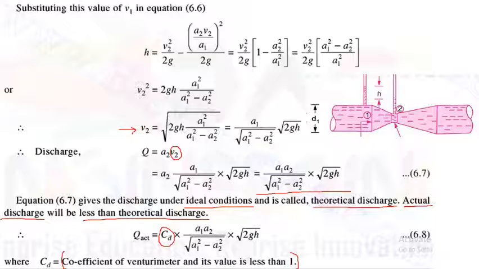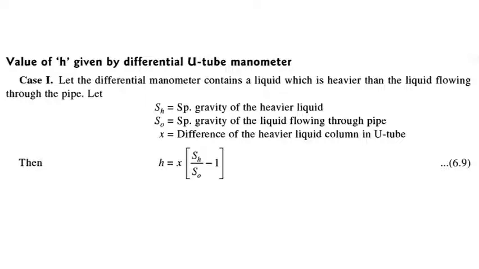That is, actual discharge will always be lesser than the theoretical discharge. Actual discharge is given by CD into theoretical discharge, that is A1 A2 into the square root of 2gh, the whole divided by the square root of A1 square minus A2 square. And the value of h is given by a differential U-tube manometer. So we have different cases for obtaining the value of h.